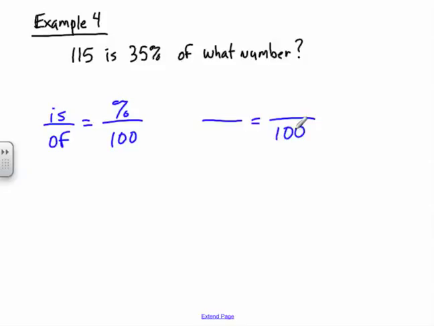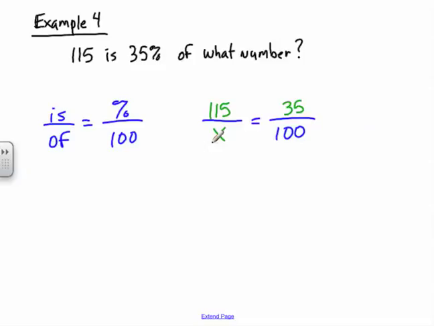It says, starts off, 115 is. So I put 115 in the is spot. 35%. I put 35 in the percent spot. Of what number? What number goes in the of spot? And instead of writing what number, I write x. Now I've got my proportion.